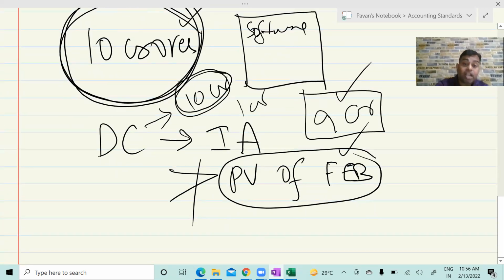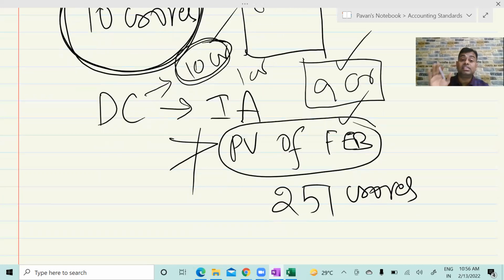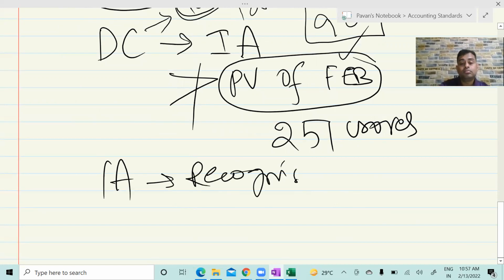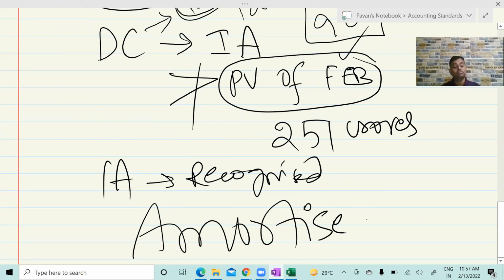What if my development cost is 10 crores and my present value of future economic benefits is 251 crores? Then how much can be capitalized? 10 crores. That's all. Then once you recognize this 10 crores intangible asset, what will you do subsequently? Amortize. Depreciation. For amortization, either you can follow the straight line method or WDV method or number of units method.